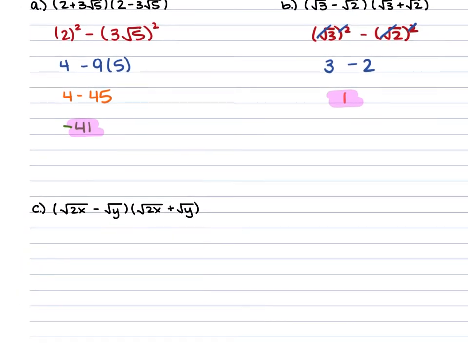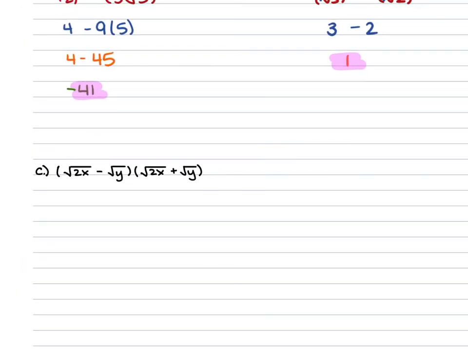For example C, we have the square root of 2x minus the square root of y times the square root of 2x plus the square root of y. Again, we're going to take that first term, which is the square root of 2x, and square it, put subtraction between the two, then take that last term, which is the square root of y, and square it. From here, the 2 as your power cancels out the radical on the 2x, so it's just 2x. And then you have the power of 2 canceling out the radical on the y, so it's just y. So 2x minus y is our answer for this one.